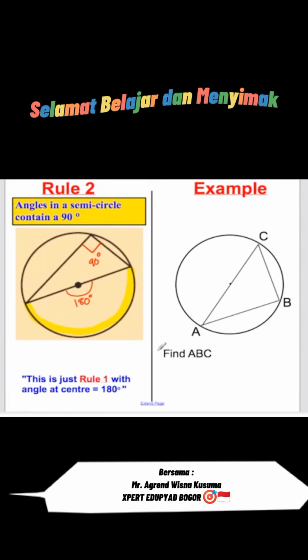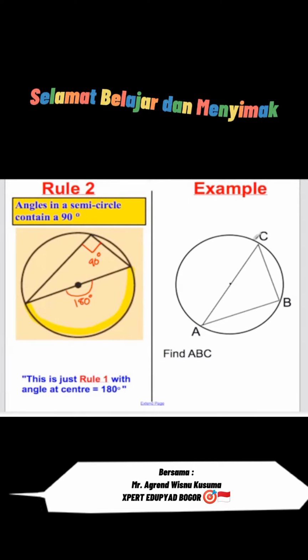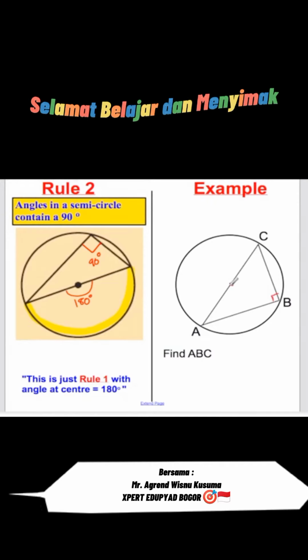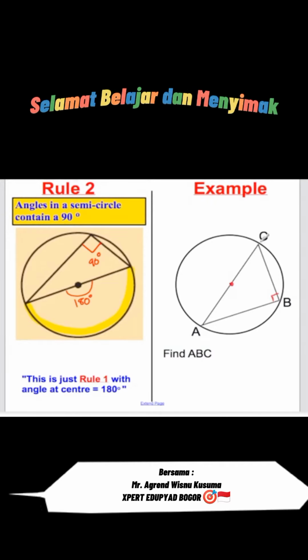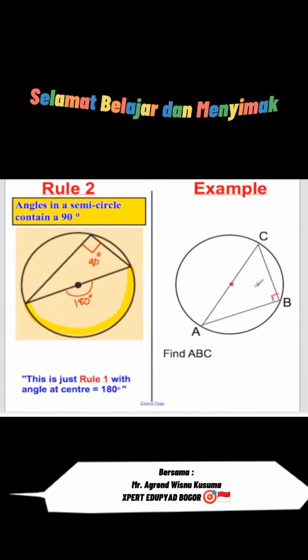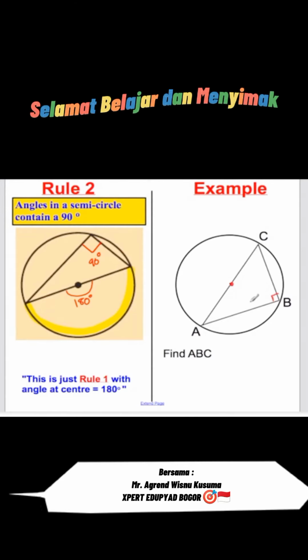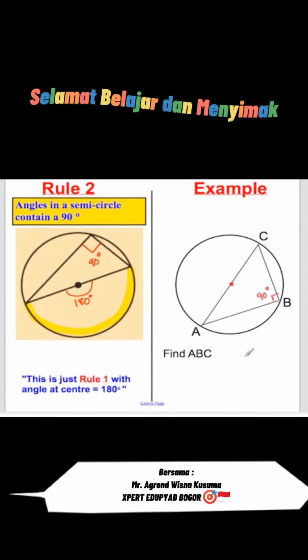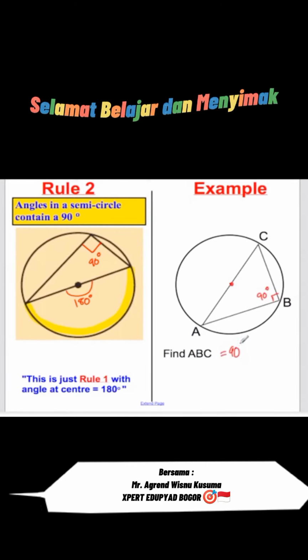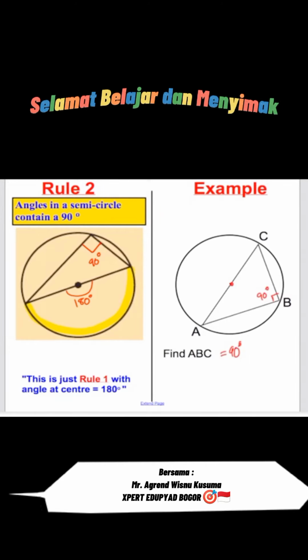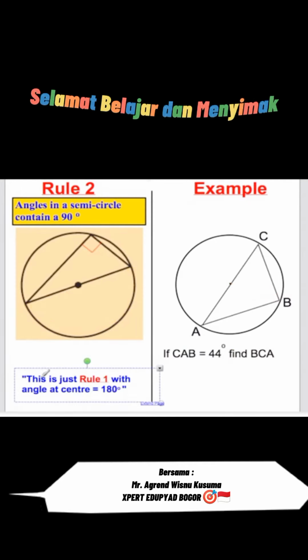So in this example, find angle ABC, A to B to C, assuming this is the center and this is therefore the diameter, AC is the diameter. This is a case of angles in a semicircle contain a 90 degree, so this angle must be 90. Okay, let's take a look at one more example here.